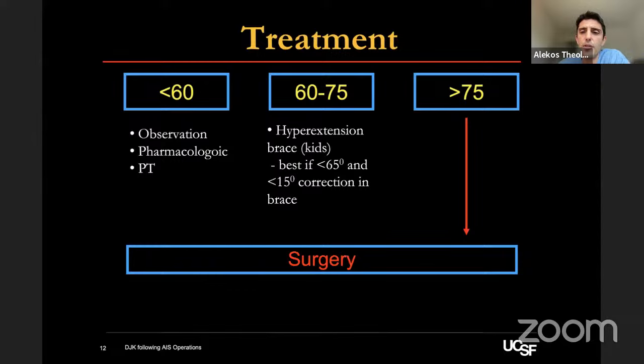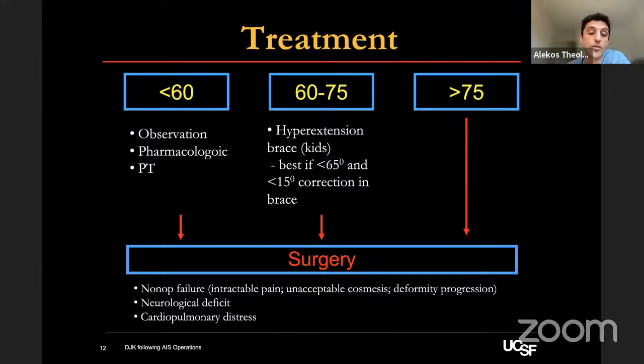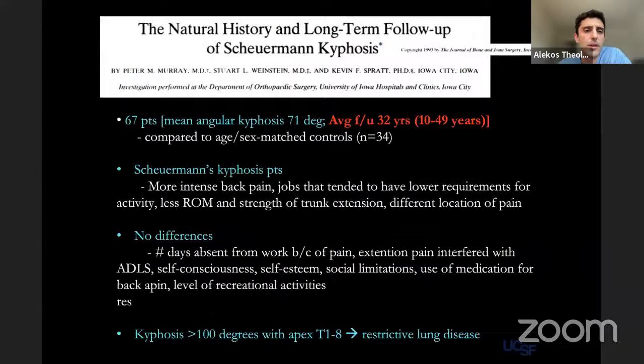It's best for patients with a kyphosis less than 65 degrees and who have pretty good correction in a brace. And then those who may warrant surgery off the bat are those with curves greater than 75 degrees. In the patients with smaller curves, surgery can ultimately be recommended if they have failure of non-operative treatments, intractable pain, unacceptable cosmesis, and deformity progression. Neurologic deficit, I think, would be a more strict indication for surgery. And then if a patient really has a severe deformity and cardiopulmonary distress, surgery also can be indicated.